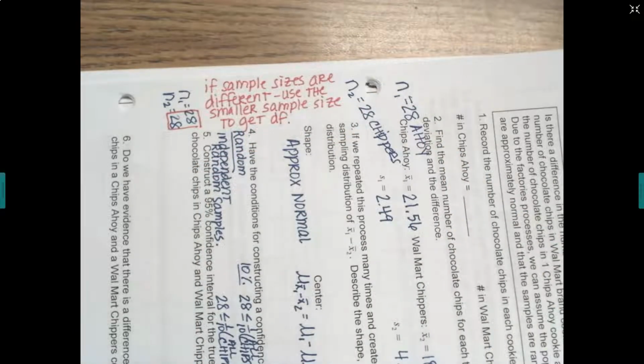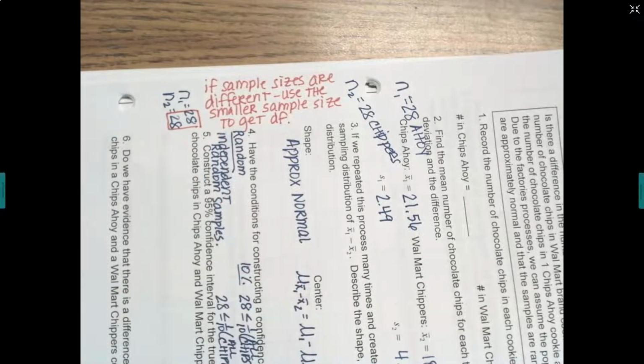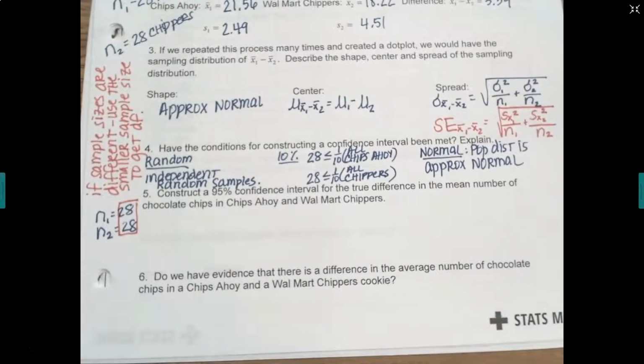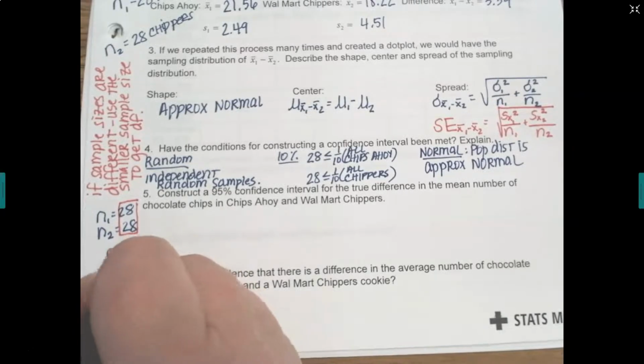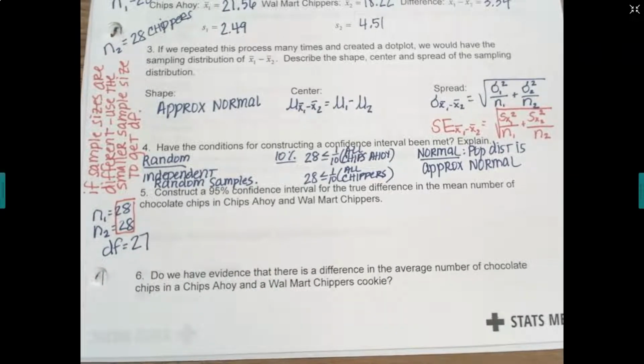Okay, so if your sample sizes are different, you're going to use the smaller of the two to get your degrees of freedom. It's a more conservative number, and statisticians like to have that more conservative value. So our degrees of freedom here is 27, and that is on the table because it goes up to 30 by ones until it starts skipping. Okay, so we have our degrees of freedom of 27.